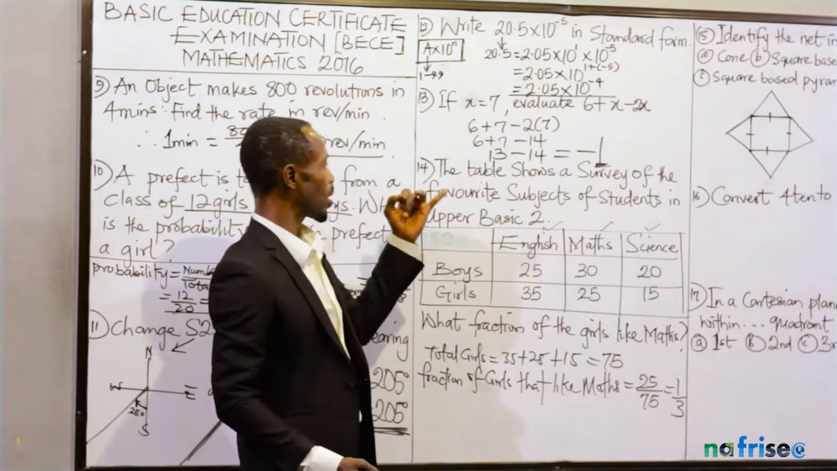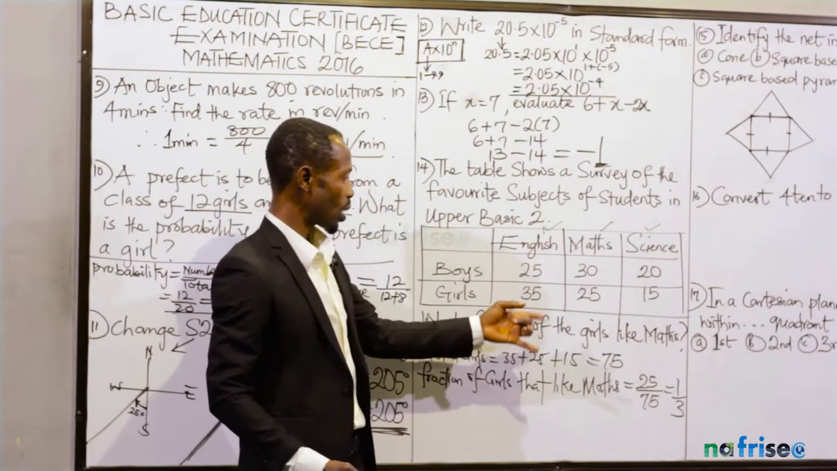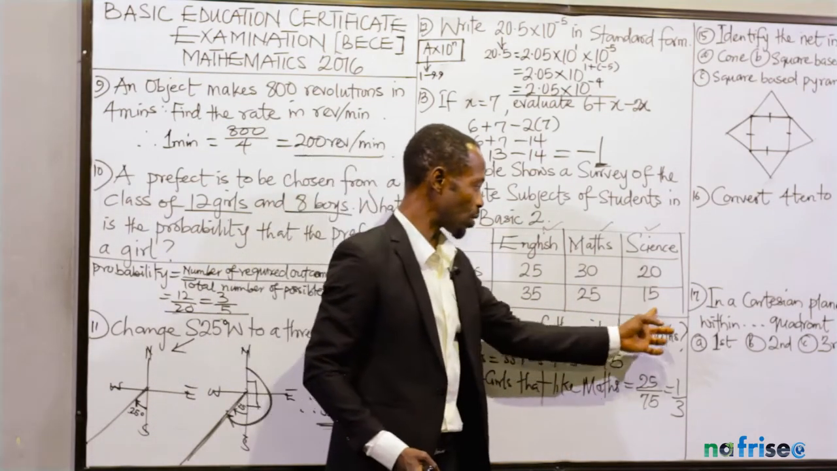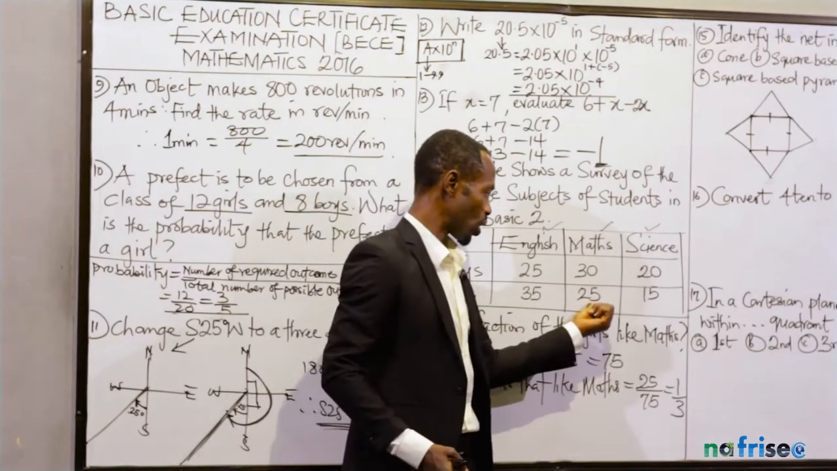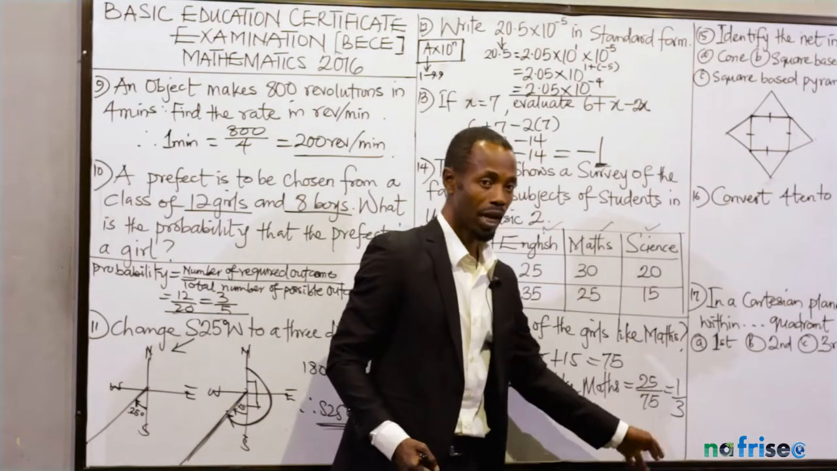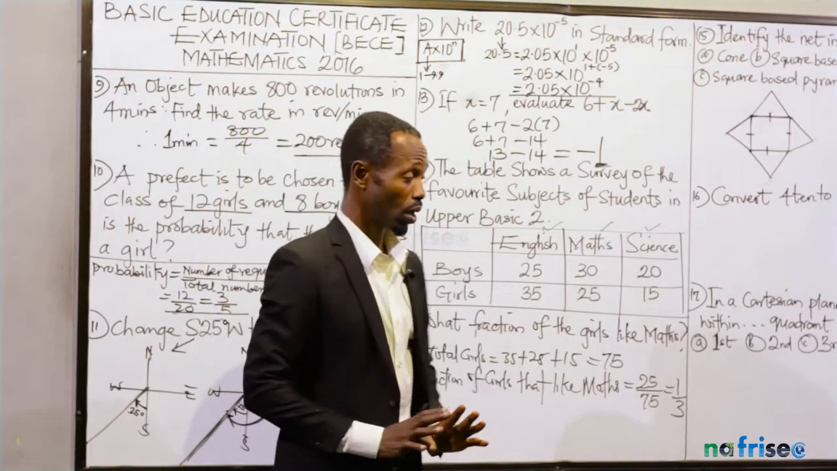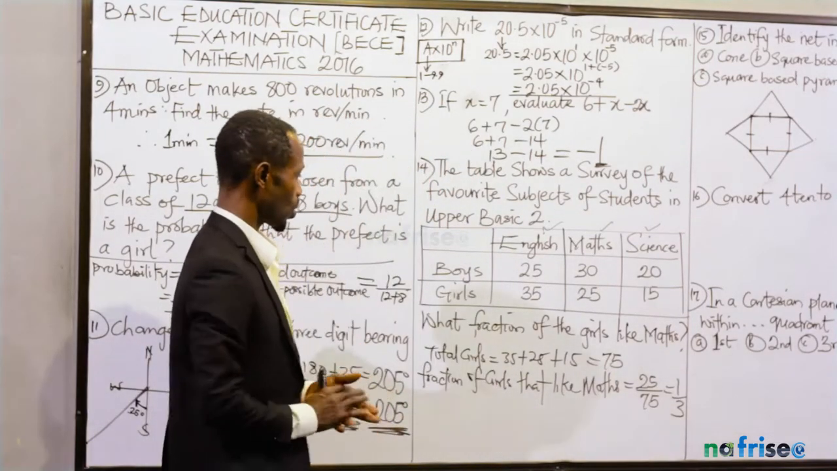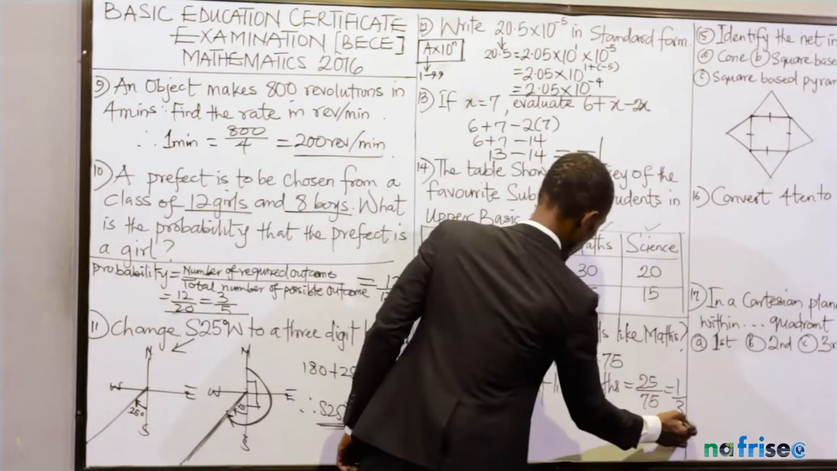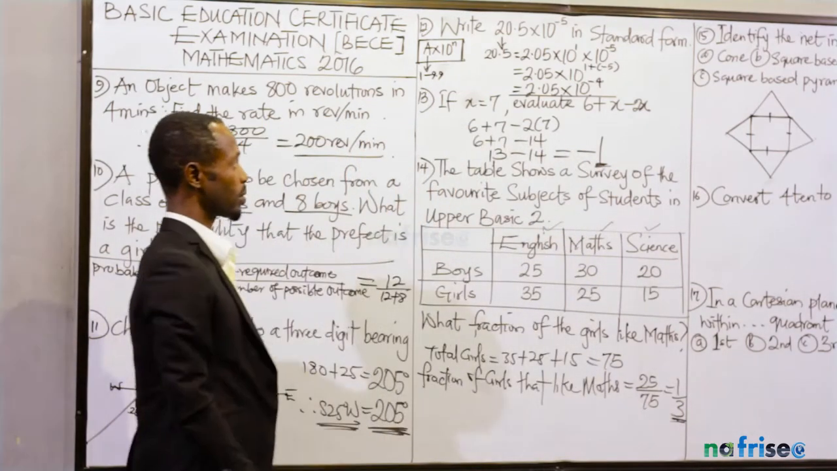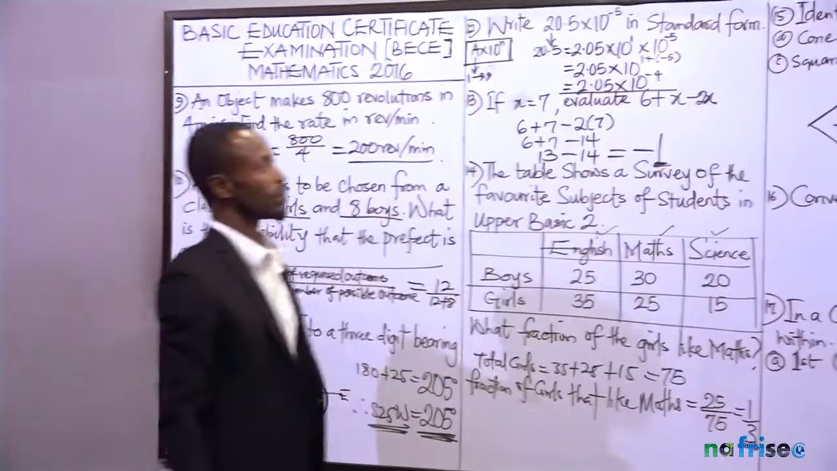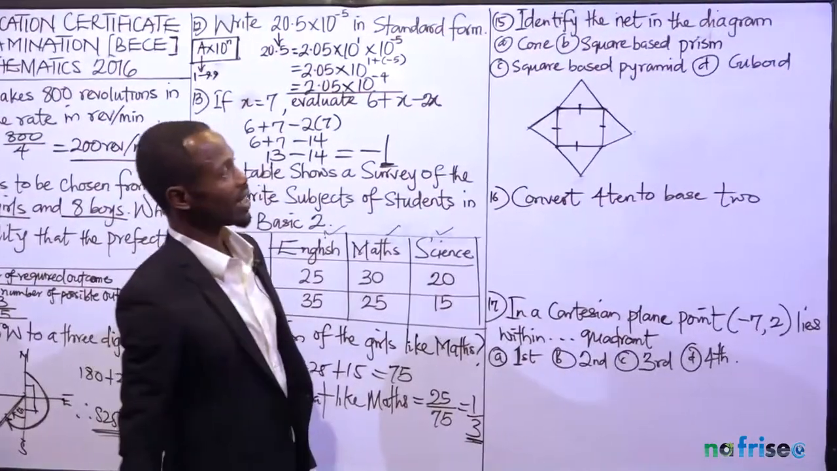But they're asking here, what fraction of the girls like maths? So you have to know the total number of girls that you have there and know the fraction, 25 over the total, the fraction that like maths of the girls. That's the question. So the answer is 1/3. 1/3 of the girls like maths. All right, number 15. Identify the net in the diagram.